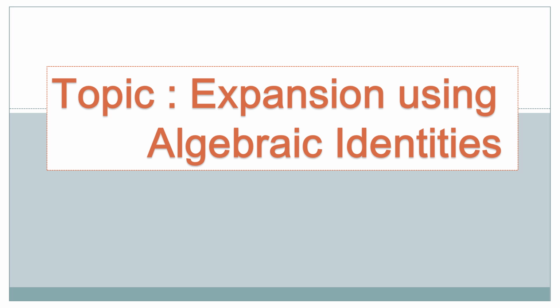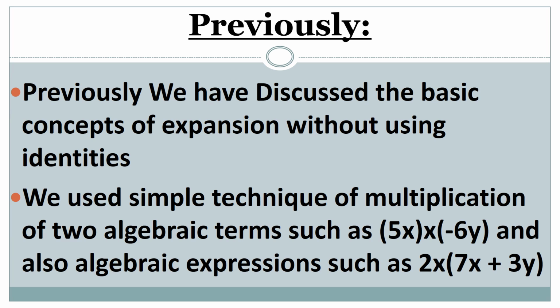Students, today our topic is expansion using algebraic identities. First of all, I want to highlight a few things we discussed previously. In previous lectures we just expanded algebraic expressions without using identities, but now in further questions we use a specific identity to solve different questions. For example, previously we multiplied two terms. You can multiply any number with two expressions, but we did not use any identity. But for further questions, we will solve our questions with the help of identities.